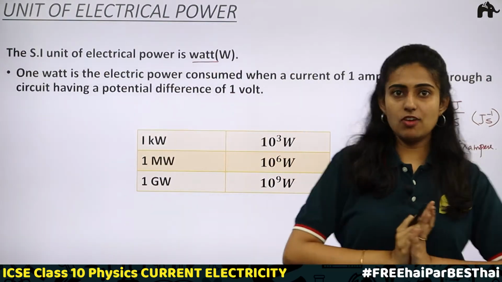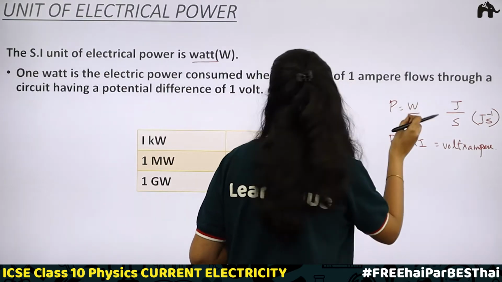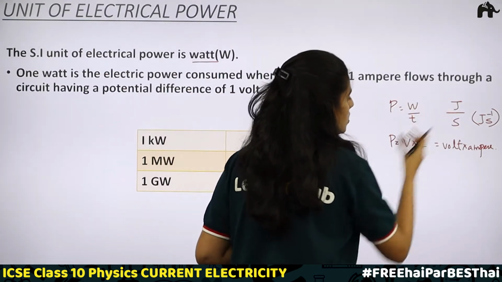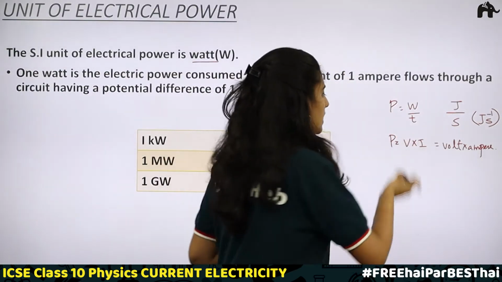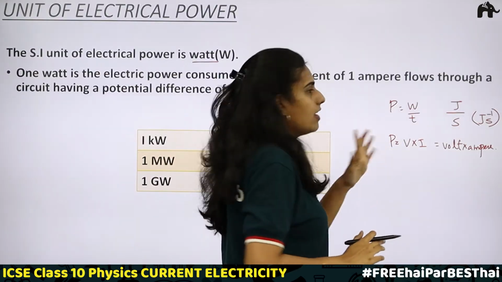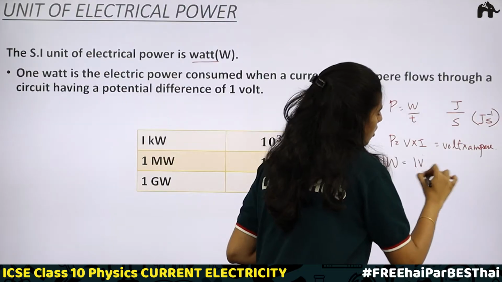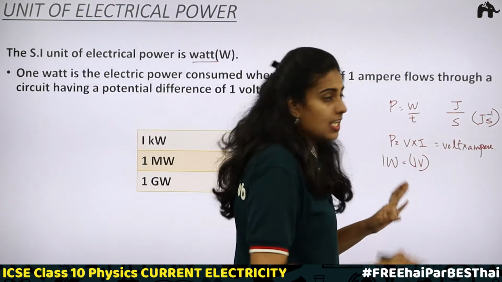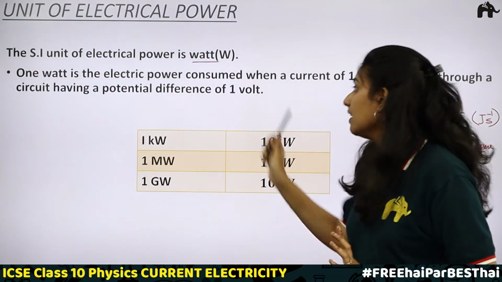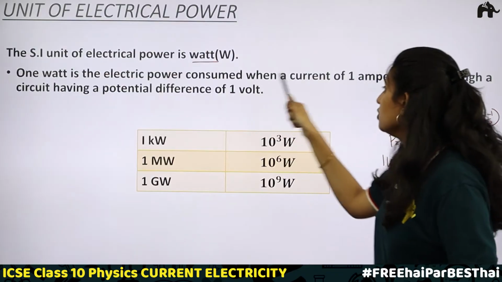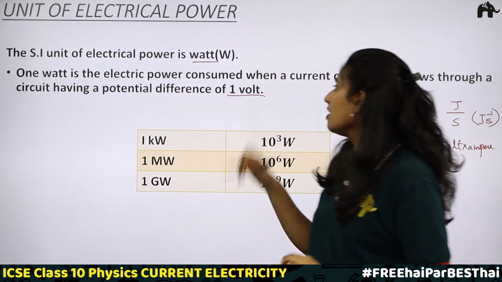Now how can you define 1 watt? Here we have 1 joule of work done in 1 second, or when the potential difference is 1 volt and the current flowing is 1 ampere, then you will get a power equal to 1 watt. 1 watt power is obtained when 1 volt of potential difference is across the battery and the current flowing through the circuit is 1 ampere. We can say 1 watt is the electric power consumed when a current of 1 ampere flows through a circuit having a potential difference of 1 volt.